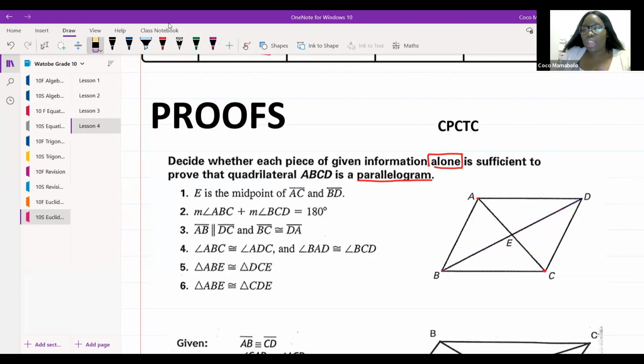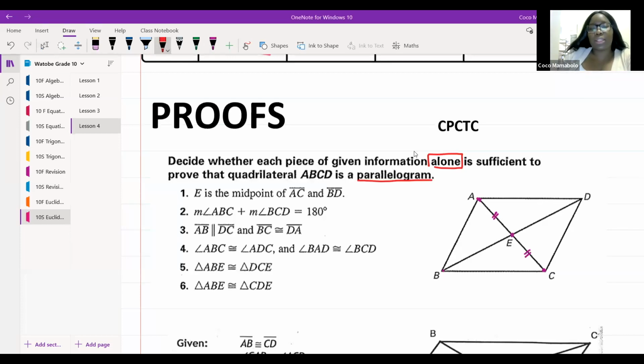Now, let me just ask you that. If E is my midpoint, what does that tell me about AE and EC? Tell me in the chat. What does that tell me about AE and EC? If that's the midpoint, what does that tell me about both of these? David, you're off to a good start. Can you follow? 100%. It tells me that AE is equal to EC.